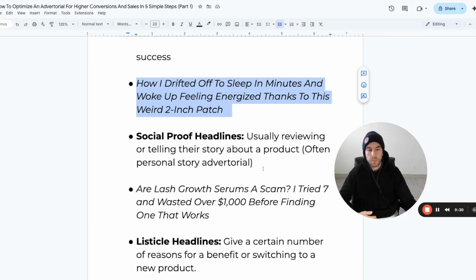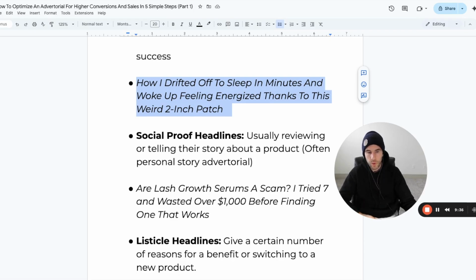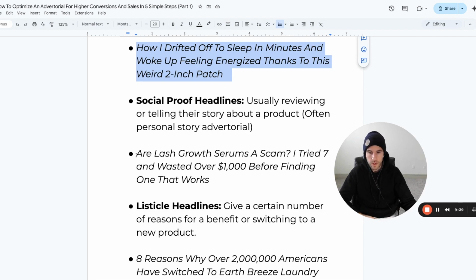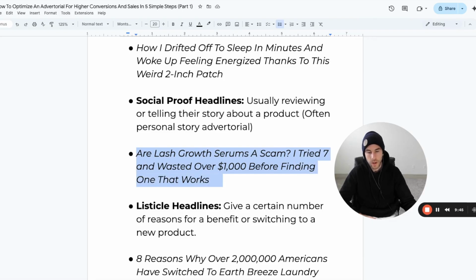These are usually going to be reviewing or telling their story about a product. Often it's going to be more of a story-based or personal story advertorial. Our lash growth serum's a scam. I tried 7 and wasted over $1,000 before finding one that works. So you're going to see here what we're doing is, they tried 7 different lash growth serums. They wasted over $1,000, and then they finally found one that worked.